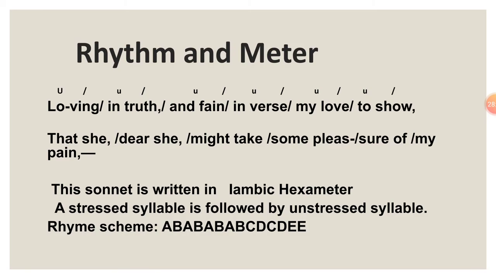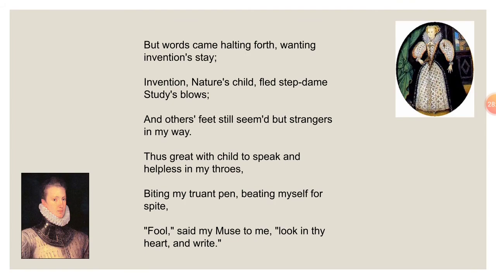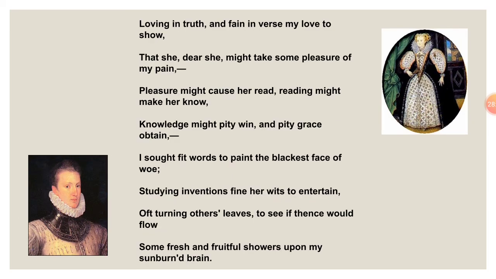What do we call it? Iamb, right? So iambic hexameter. Hexa means six feet: 1, 2, 3, 4, 5, 6. You can see here. So the sonnet is written in iambic hexameter. I think I have explained the poem in the easiest manner. I have also told you the figures of speech used in the poem, and gave a detailed analysis of the poem.